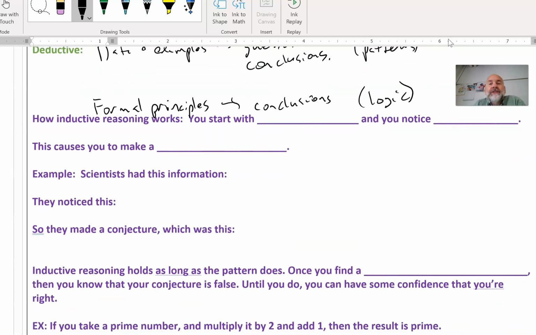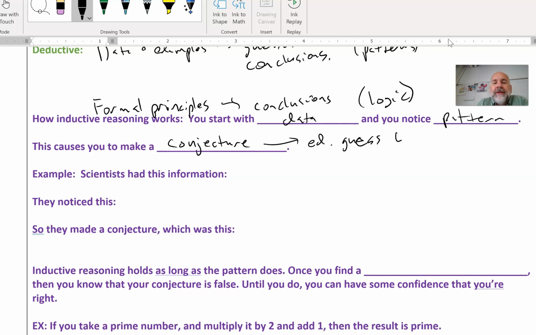So inductive reasoning. You start again with data, and you notice a pattern somewhere in that data. You look at the data and you go, we've noticed something. And this causes you to make, here's a new word, a conjecture. A conjecture is just an educated guess, a guess based on data. So it's not just a wild guess. It's like, I've looked at the data and I've got this conjecture.